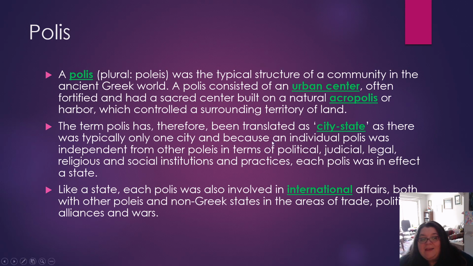So they had different governments, political, they had different laws for judicial and legal. They sometimes had different gods or different gods that were more important to them. And they treated people differently. Their social institutions were different. So they were very different areas. They were almost like different countries, even though they all spoke the same language.